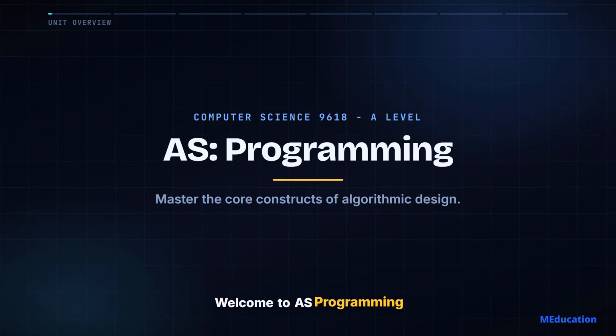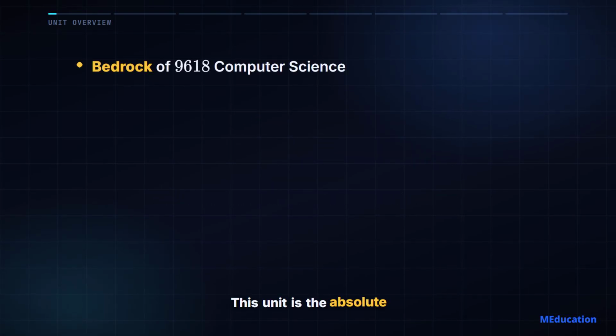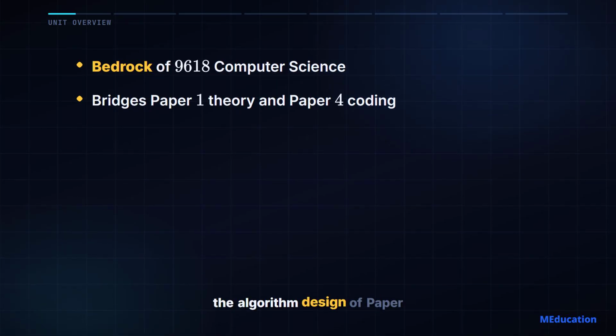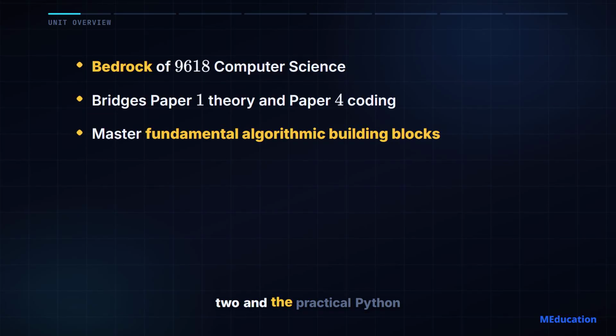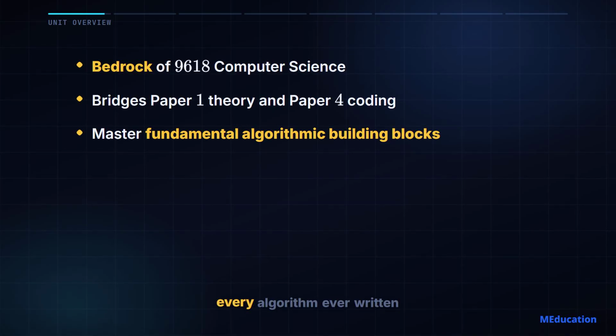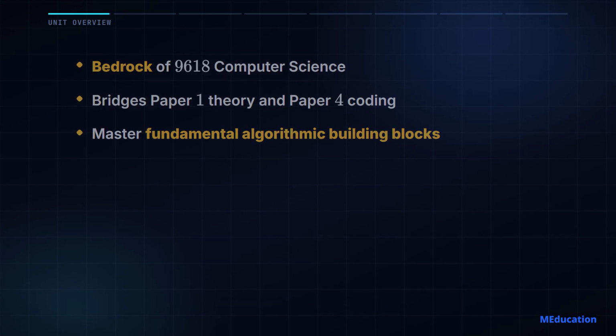Welcome to AS Programming. This unit is the absolute bedrock of your computer science course. It bridges the theoretical execution concepts of Paper 1 with the algorithm design of Paper 2 and the practical Python coding of Paper 4. You are going to master sequence, selection, and iteration, the fundamental building blocks that form the DNA of every algorithm ever written.